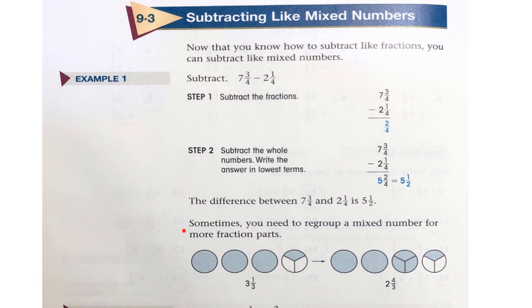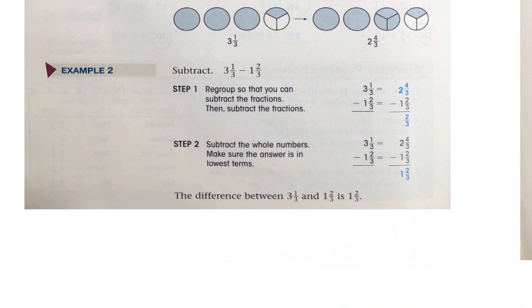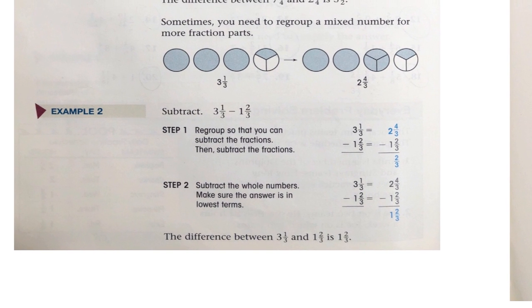Sometimes you need to regroup a mixed number for more fraction parts. For example 2, subtract 3 1/3, take away 1 2/3. Step 1 is regroup so that you can subtract the fractions, then subtract the fractions. Since we have like fractions, we'd look at the numerators. The top fraction's numerator is 1.